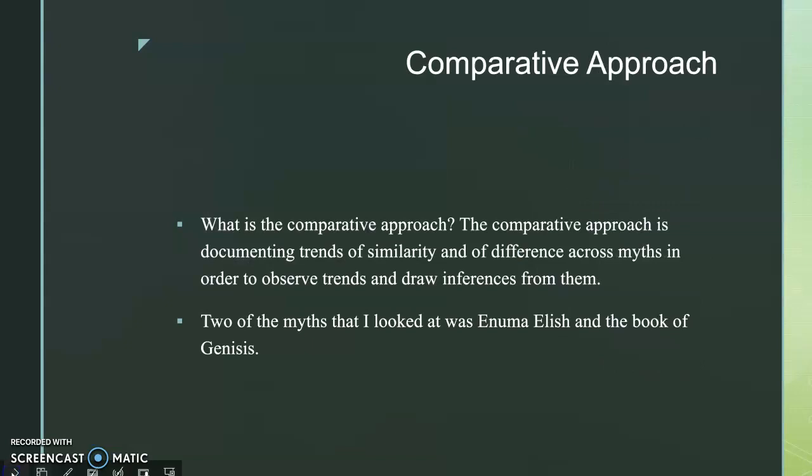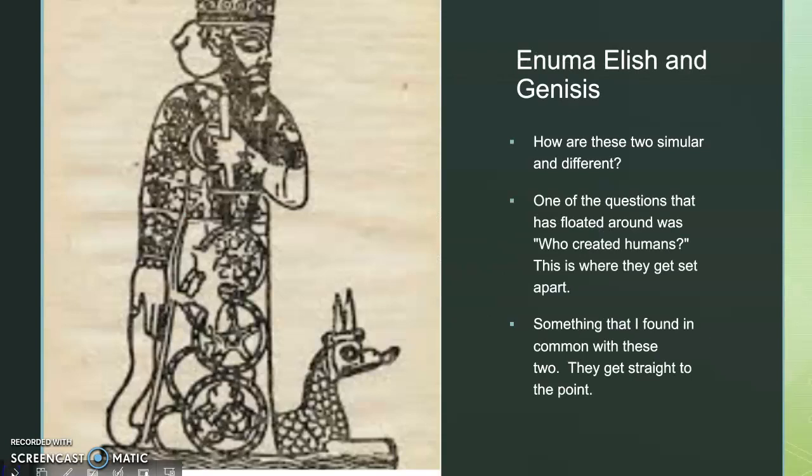The next one to look at is the comparative approach. What is the comparative approach? The comparative approach is documenting trends of similarity and of differences across myths in order to observe trends and draw inferences from them. Two of the myths that I looked at were Enuma Elish and the Book of Genesis. So with this, we're going to look at how these two are similar and different.